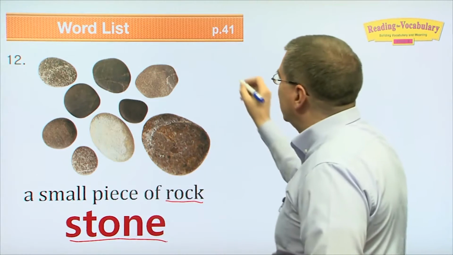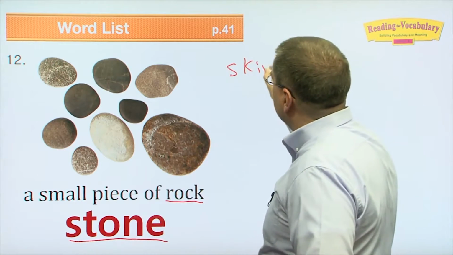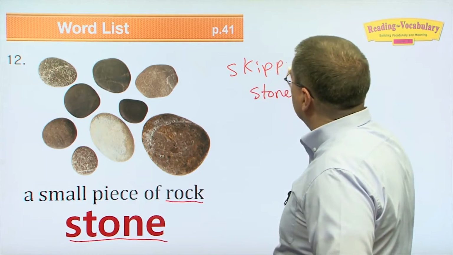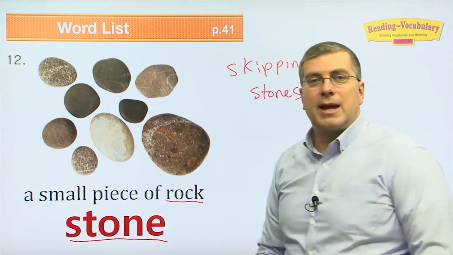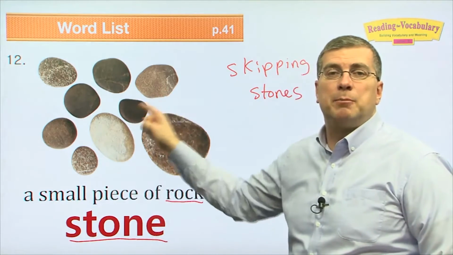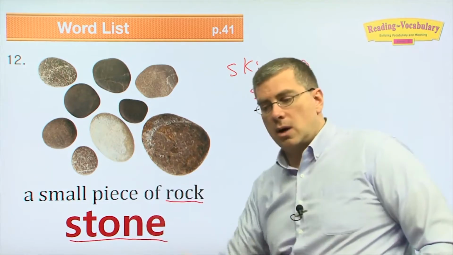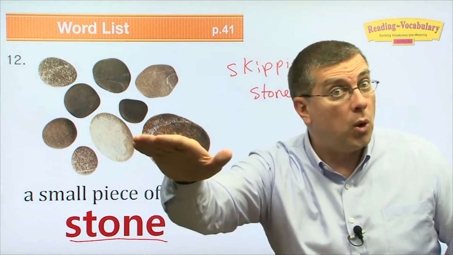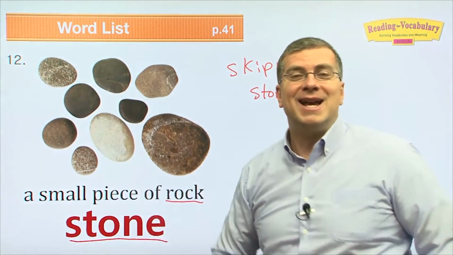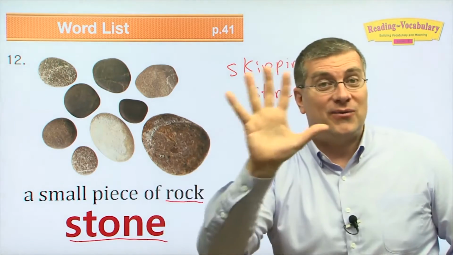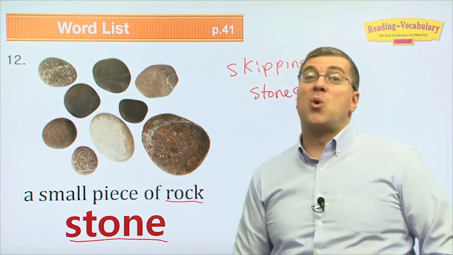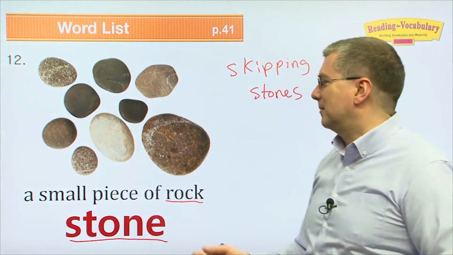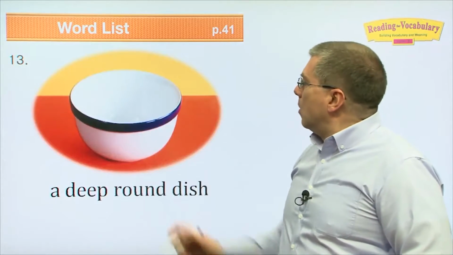We call that to skip. Skip. Can you skip stones? Right? And we can say skipping stones, right? They're skipping stones. These are good skipping stones. You take them, you throw them on the water, it hits, bounces, it skips. 1, 2, 3, 4, 5. Wow, that's great. If you can make a stone skip 5 times, that's a really good throw, right? That's a really good throw. Usually maybe 2 or 3 times. Okay, let's continue.